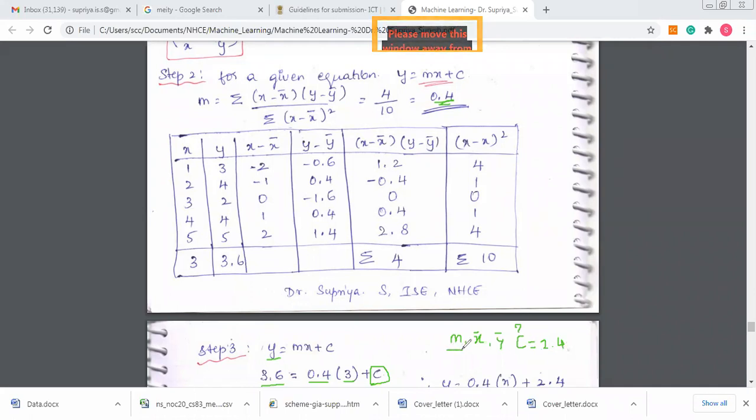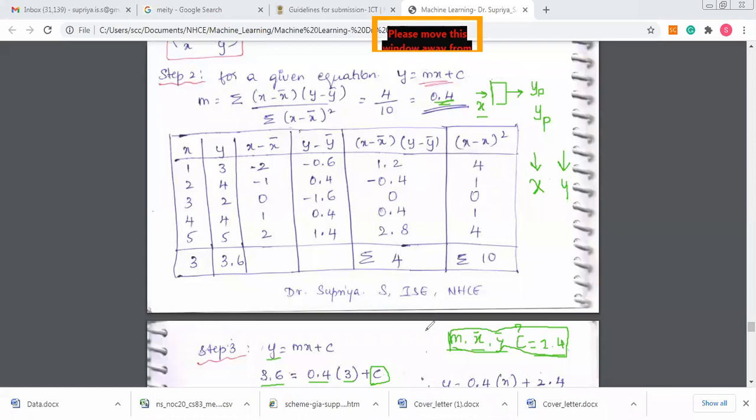I've got the values of m, x bar, y bar, and c. But now I have to get the predicted value, because my given data x was the actual data, and the corresponding value y is my label. When I give the x value, I have to get the predicted value of it, which is YP, because I have a learned system now. Whichever value of x I give to it, it has to give me YP, the predicted value of y.